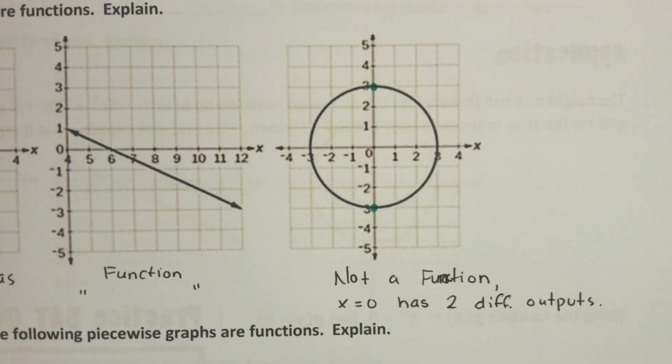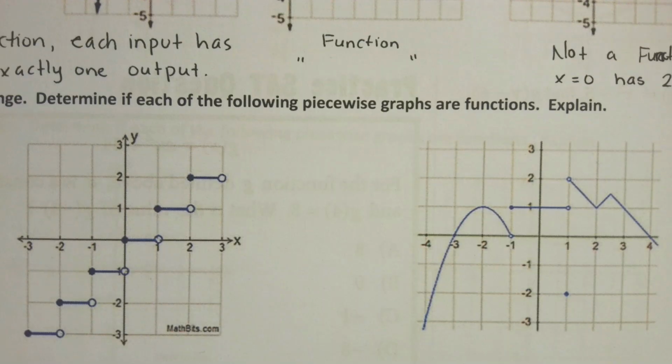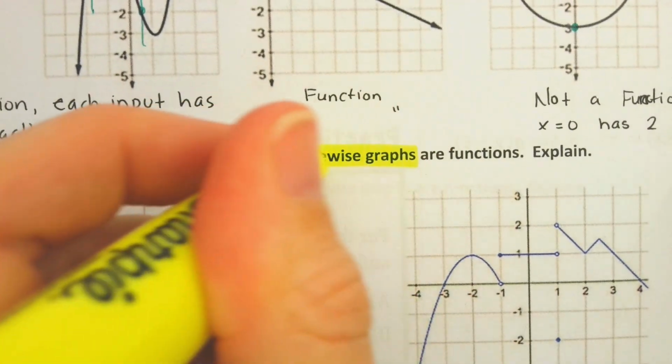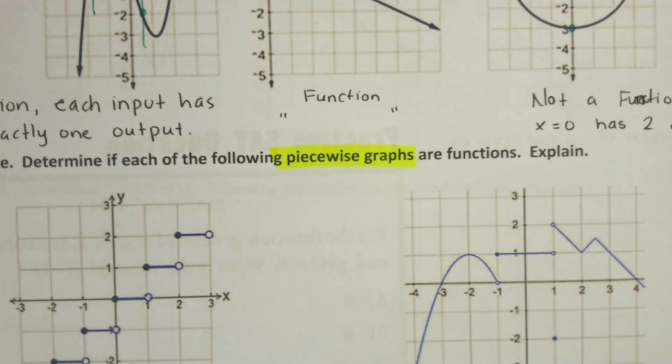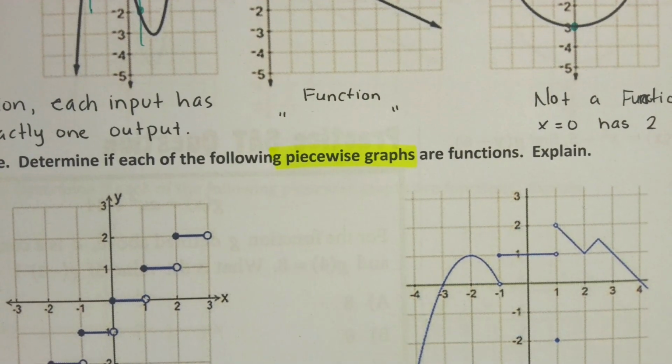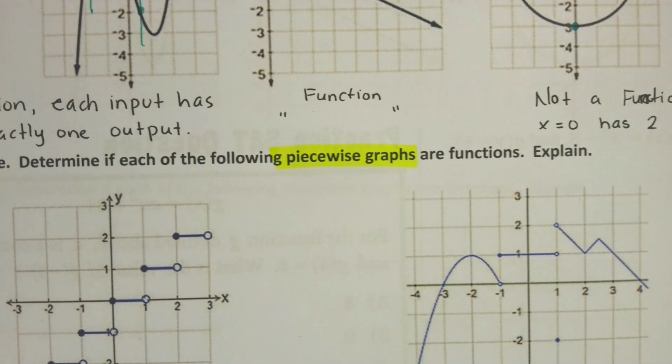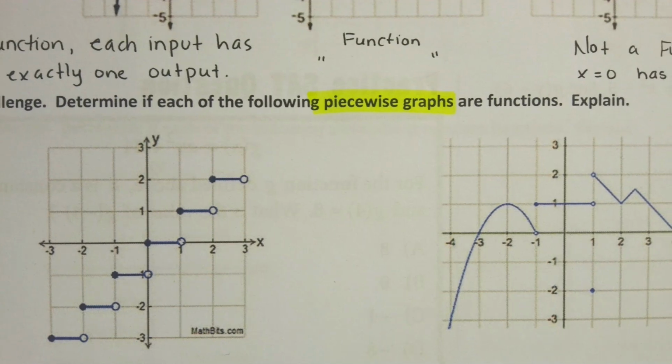Alright, we got a couple of wonky graphs on the bottom. These wonky graphs are what are called piecewise graphs. Why are they called piecewise? Because they're cut into pieces, yes. And piecewise graphs can be functions, or they cannot be functions. It just depends on the way they're drawn.